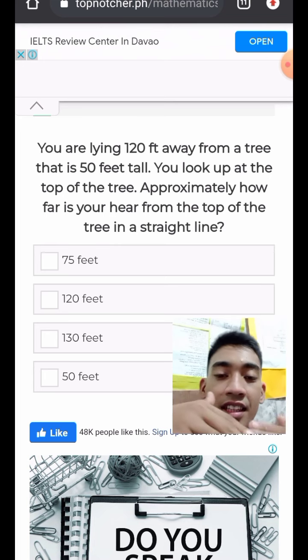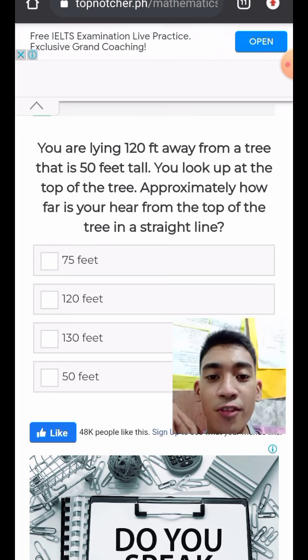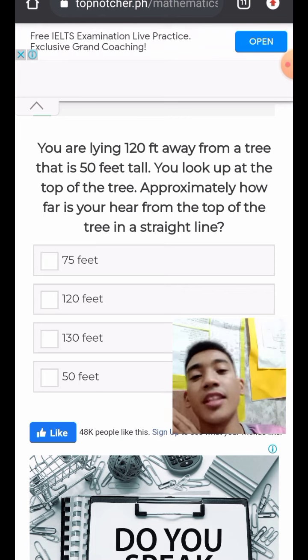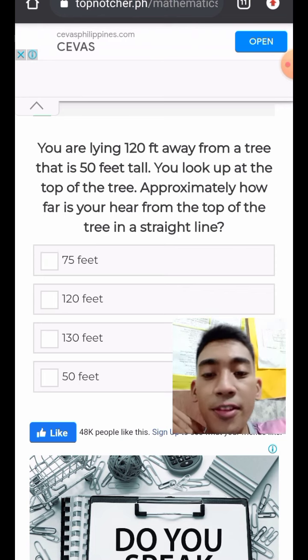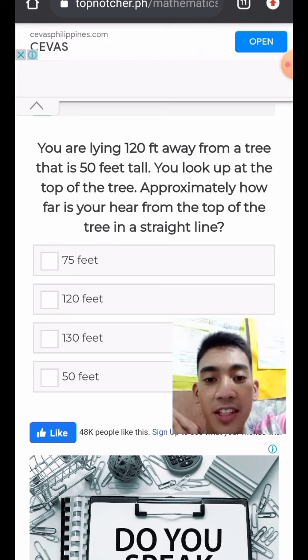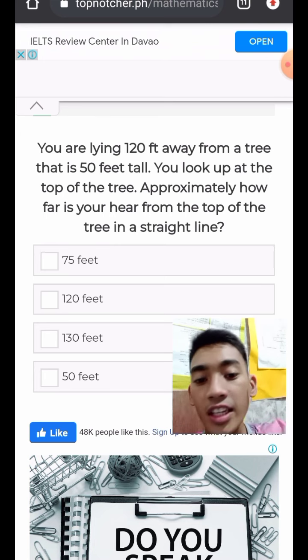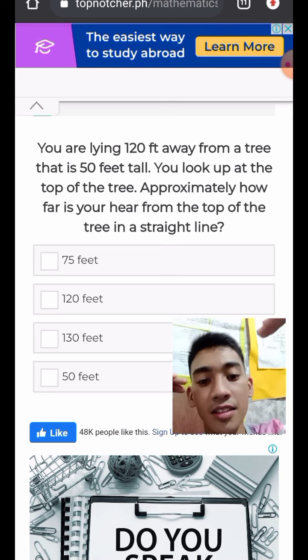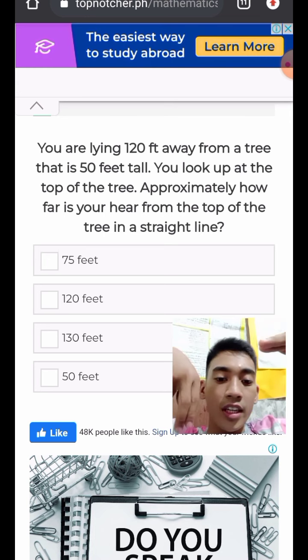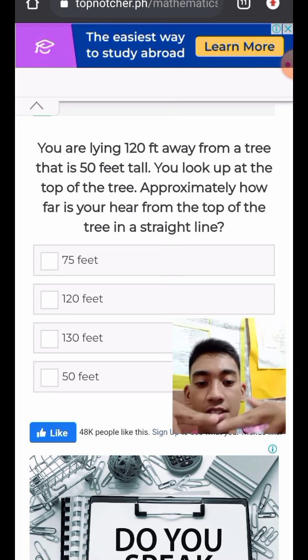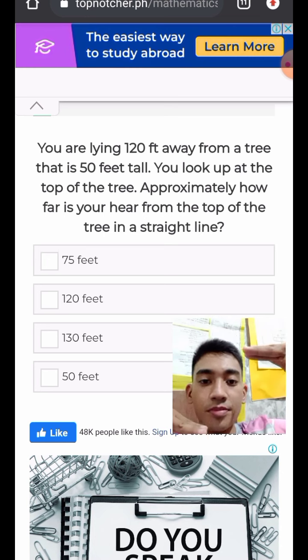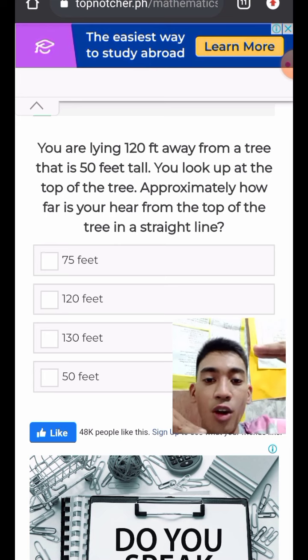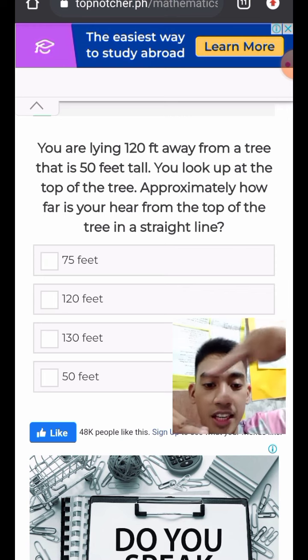Again, you are lying 120 feet away from a tree. The tree has a height of 50 feet. You look up to the top of the tree. Approximately how far is your hair from the top of the tree in a straight line? So you are lying here, and this is the tree, which is 50 feet. Approximately how far is your hair from the top of the tree in a straight line?